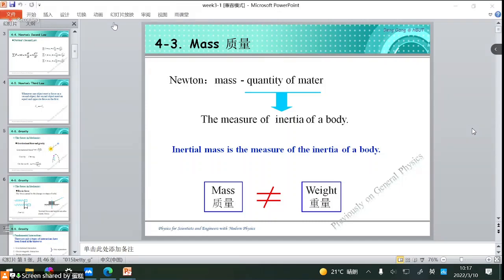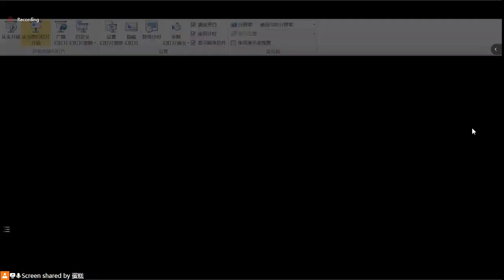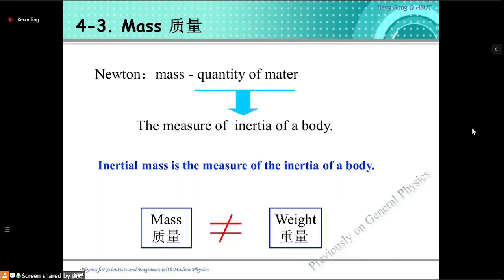Okay, so let's go on. Last time we introduced Newton's laws, the first, second and third law. The first law tells that if there's no force on an object, it will keep on moving in a straight line with its velocity, or stay at rest. But if there is a force, we need to use the second law.